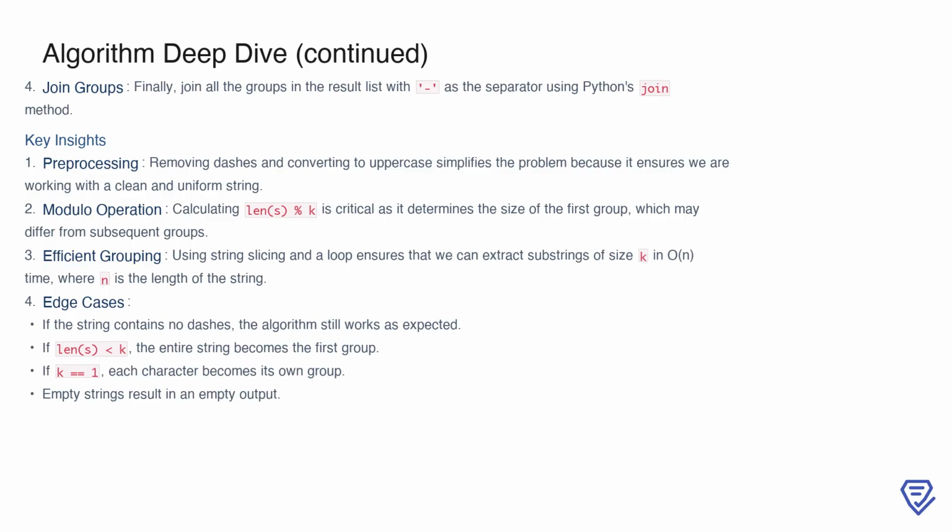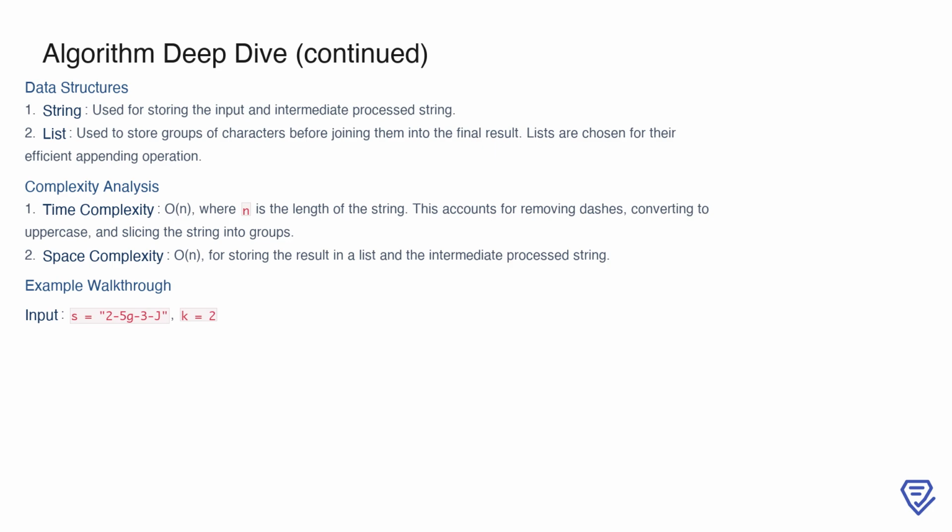If k is equal to 1, each character becomes its own group, which is also handled naturally by the algorithm. And if the input string is empty, the output is simply an empty string, which aligns with the problem's requirements. The algorithm relies on two primary data structures, strings and lists. Strings are used for the input and intermediate processing, such as removing dashes and converting to uppercase. Lists are used to store the groups of characters before they are joined to form the final result. Lists are ideal for this step because they allow efficient appending of elements as we process chunks of the string.